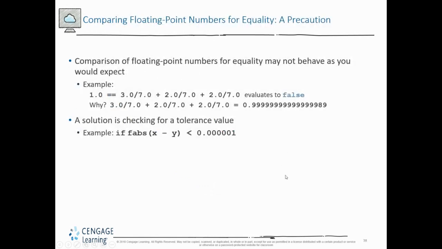All right. Comparison of floating point numbers for equality may not behave as you would expect. 1.0 equal, remember, equal means compare, 3.0 divide by 7 plus 2.0 divide by 7 plus 2.0 divide by 7. And they're telling us that evaluates to false. Why? They're saying that if you put all that in your computer, it's a repeating decimal. I don't remember what it's called because I'm older than you guys, but in the old days we used to put a line above it. That basically means it's going to be 9s forever. Well, actually it's not, because here's an 8. I think that's probably really a 9. But anyway, it doesn't matter. This is not 1 is the point. So 1 is not 0.99999 because it's comparing the actual value, and that is off just by a tiny bit. All right.